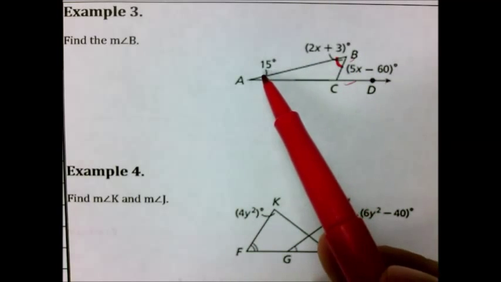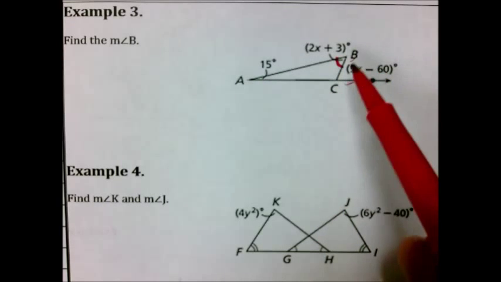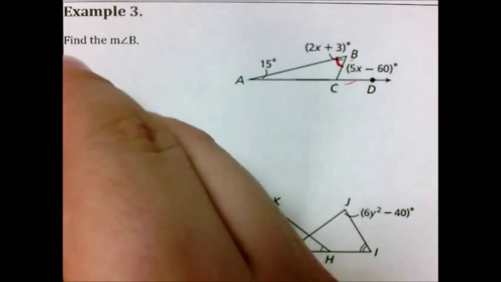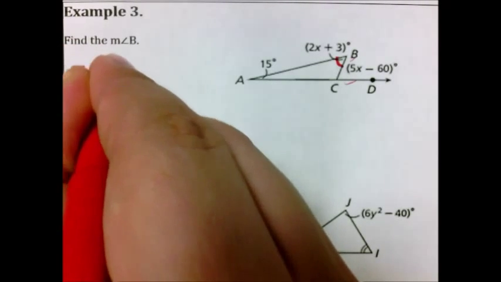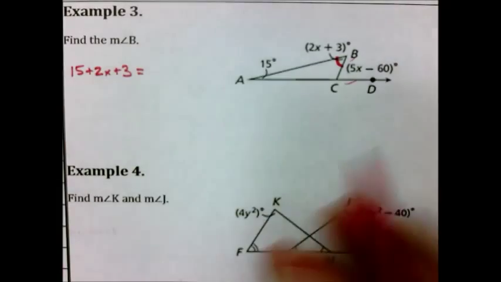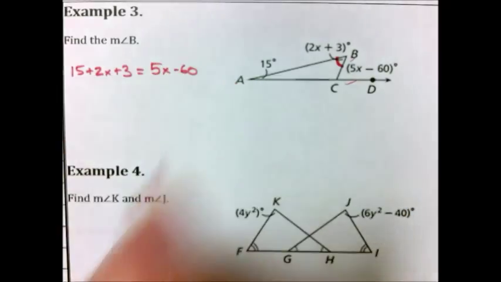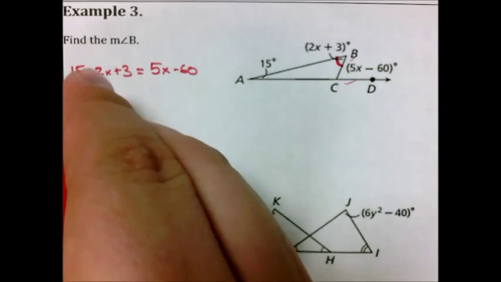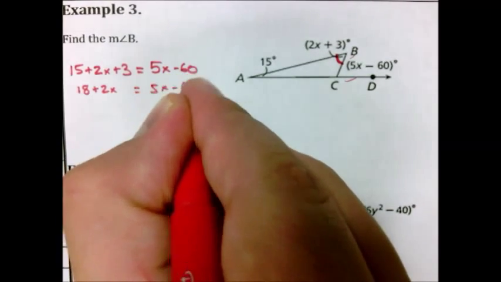So what we can do is add these two together, set it equal to this angle, and then solve for x, and then we can plug that back into this angle in order to solve. To summarize, 15 plus 2x plus 3 is going to equal 5x minus 60. Okay, so let's combine like terms here. 15 and 3 make 18 plus 2x is equal to 5x minus 60.